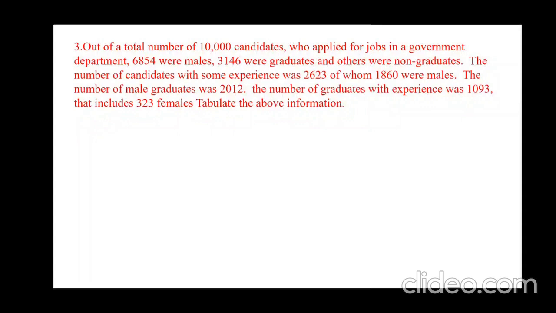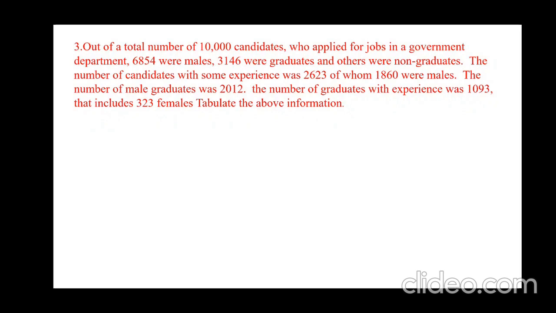Here, the information given is male, female, graduates, non-graduates, and experience, non-experience. There are three sets: male and female, that is gender, graduates, and experience. I already explained these three pieces of information in the previous video.